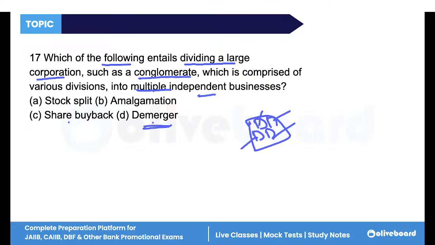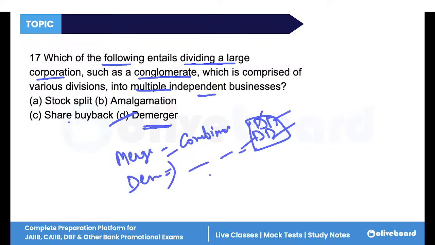So when multiple independent businesses are made from one single entity, it is called demerger. That is option D. Now, merger means combination of companies, and demerger means splitting your company into different units. In demerger, we have different components, like stock split, split up, and equity carve out.